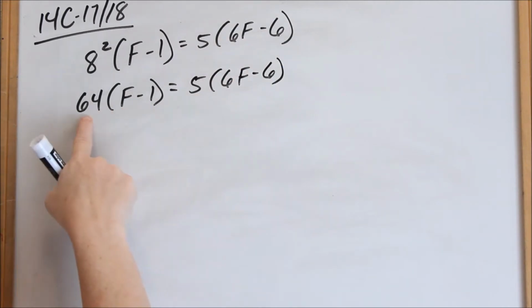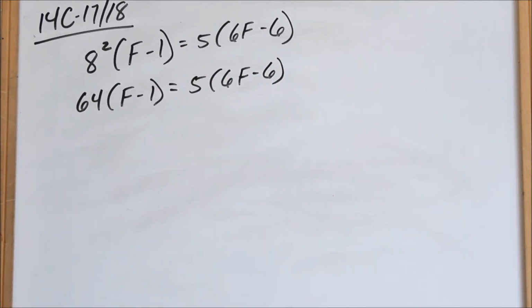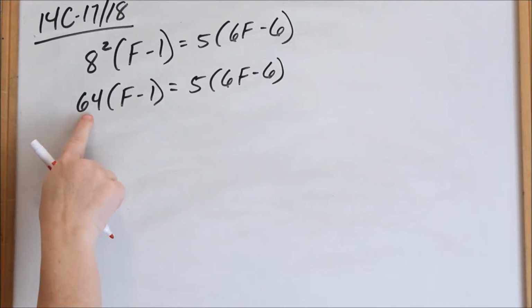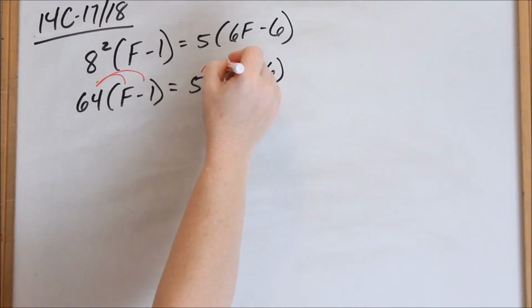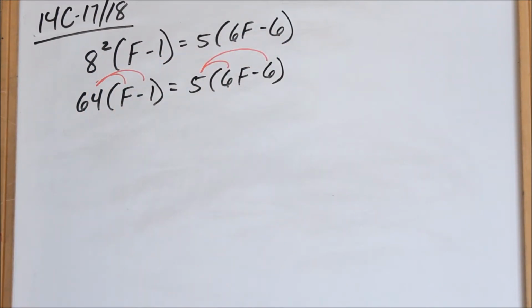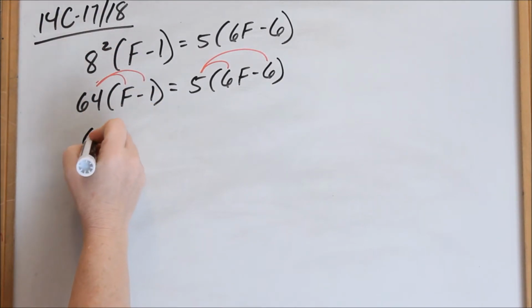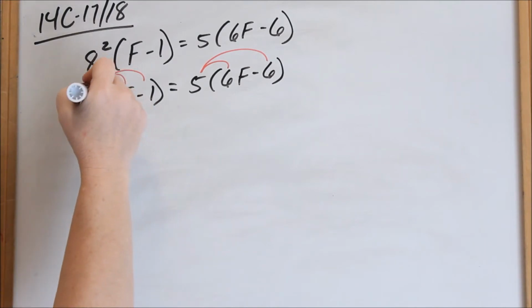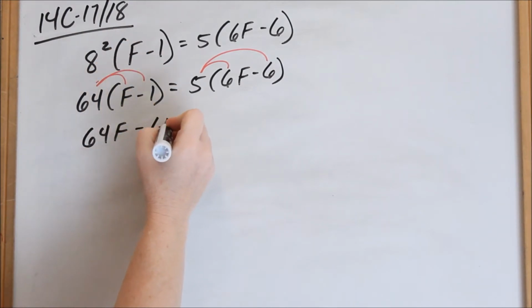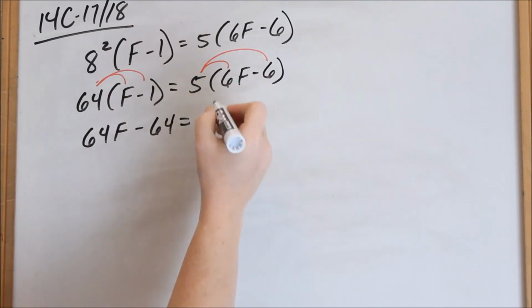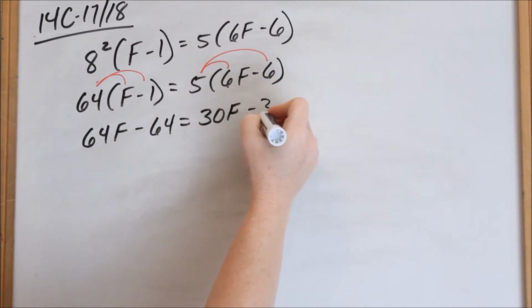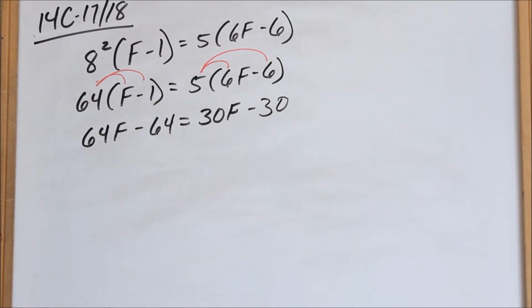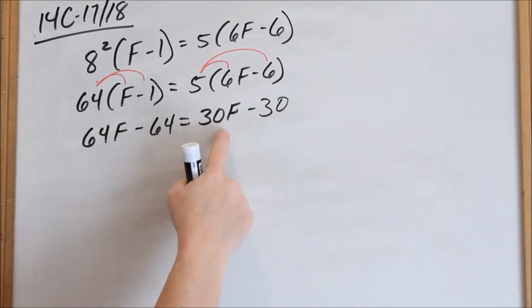When you have a number in front of your parentheses, what does that mean? It means multiplication. It means this times everything in the parentheses. So what do we do? We distribute. So this number needs to get distributed to everything in the parentheses. So 64 times F, 64F. 64 times a negative 1, negative 64. 5 times 6F, 30F. 5 times a negative 6, negative 30. Watch your signs. Now we're at the point where we only have letters, numbers, letters, numbers.